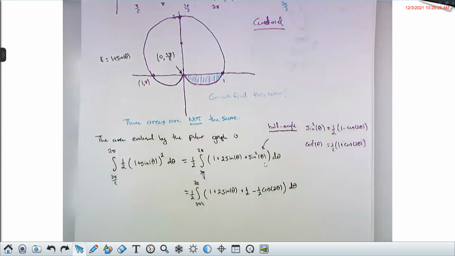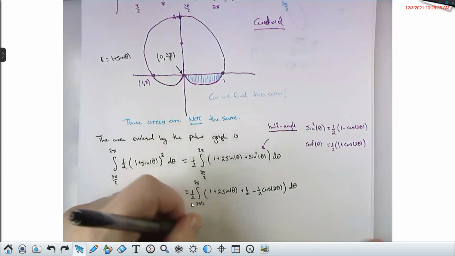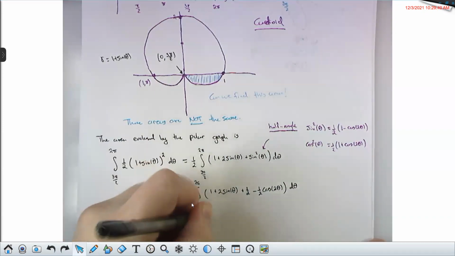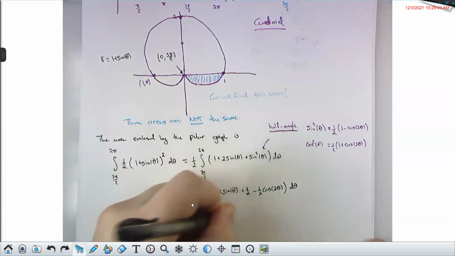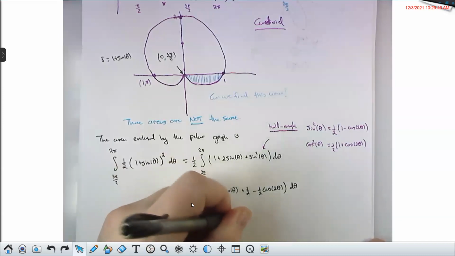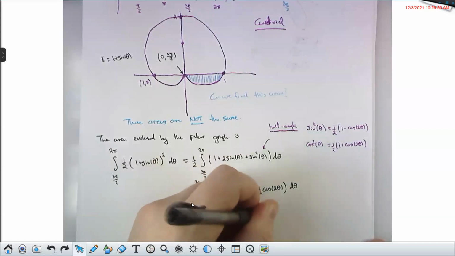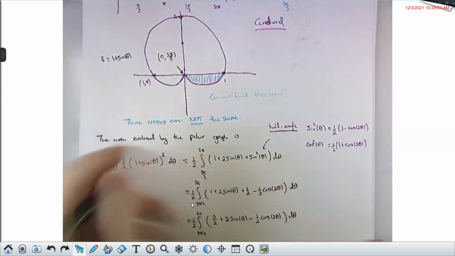And there are some like terms I can combine. I've got a 1 here, that's a constant, and a plus 1/2 here, that's a constant. Those can combine to a 3/2. So I've got 1/2 integral from 3 pi over 2 to 2 pi of 1 plus 1/2, which is 3/2, plus 2 sine theta minus 1/2 cosine 2 theta d theta.